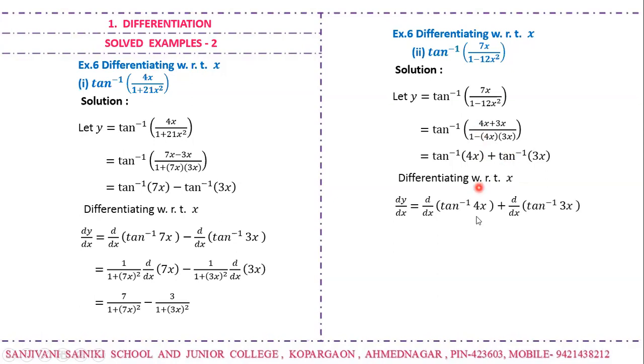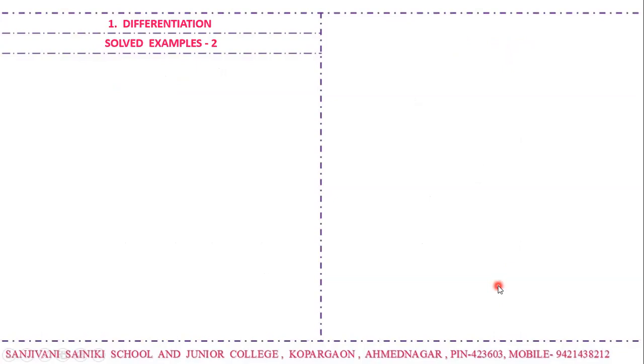So tan inverse of 4x, its derivative, plus tan inverse of 3x, its derivative. Tan inverse of 4x gives 1 upon 1 plus 4x square into d by dx of 4x. Similarly for the other function. So here the derivative of 4x is 4, so we get 4 upon 1 plus (4x) bracket square plus 3 upon 1 plus (3x) bracket square.